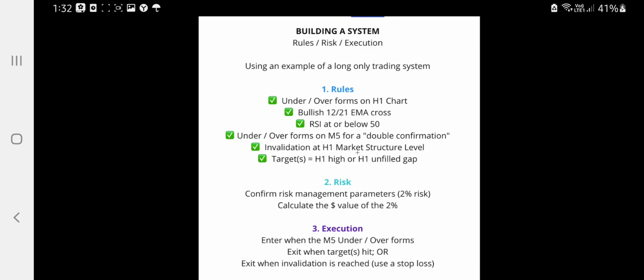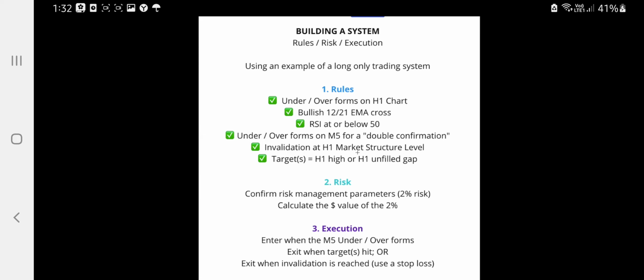So 1, an under-over must form on the H1 chart. For anyone who doesn't know, H1 is 1 hour candlestick chart. 2, there must be a bullish 12 and 21 EMA cross. So they're EMA bands, again, on the same chart. 3, the RSI must be at or below 50 at the point of execution. 4, an under-over must form on the M5, which is the 5-minute chart, for a double confirmation. We'll get onto that in a second.